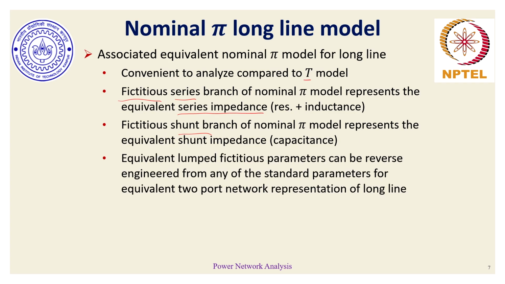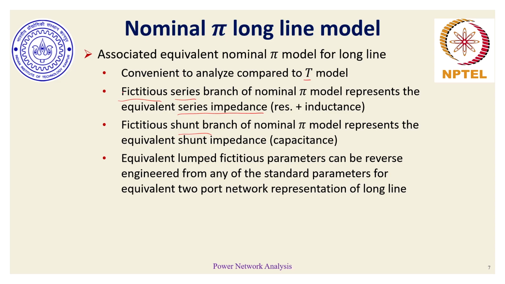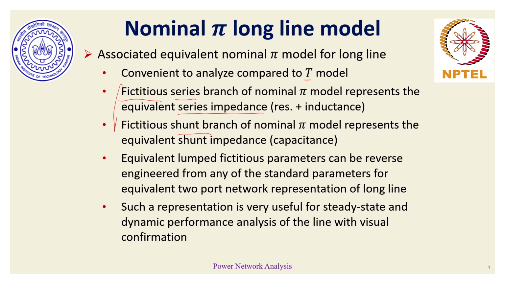The equivalent lumped parameters, how can they be evaluated? Since we know the ABCD parameters for the actual long line, we also know what the ABCD parameters would be for a nominal pi model. So we can do reverse engineering, compare the ABCD parameters and find these equivalent fictitious series impedance and shunt admittance. Such a representation would be very useful for steady state and dynamic performance analysis, specifically for power flow analysis, fault analysis or stability analysis, which would be the next few modules after this current module. And that's the reason why the nominal pi model is to be evaluated for a long line also.